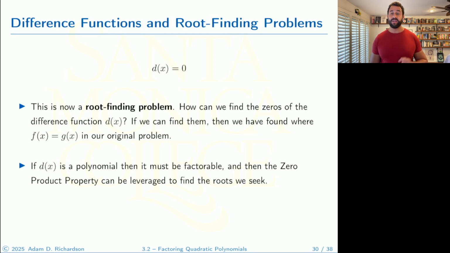Okay. Now, here is the best part. If d of x is a polynomial, then it can be factored, and the zero product property can be leveraged to find the roots of this equation, right? If d of x is a polynomial, we can factor it. If we can factor it, then we can find all of its zeros because there's a correspondence between the factors and the zeros by the zero product property.